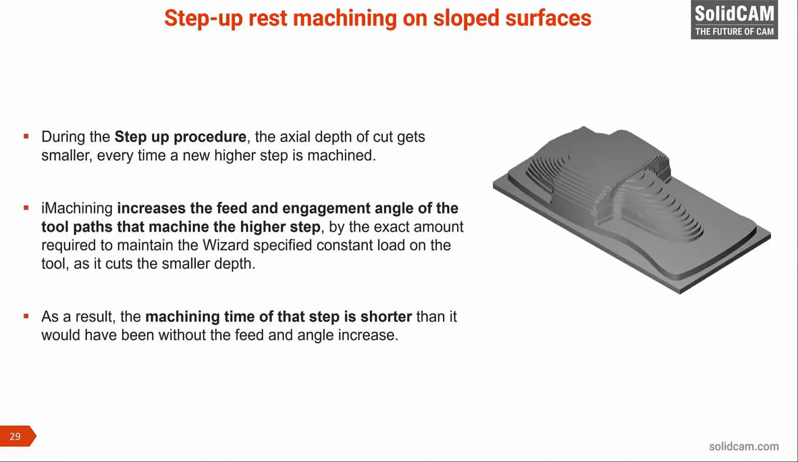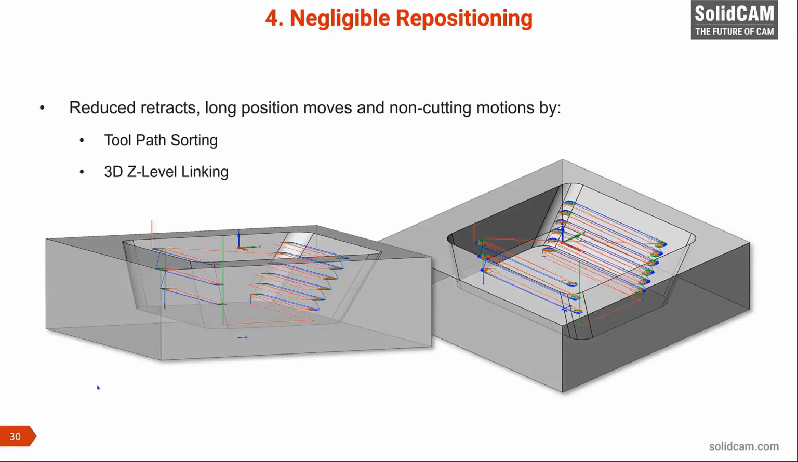We also check the updated stock against the holder and automatically adjust the toolpaths so that you can still machine most of the model with shorter tool extensions. iMachining 3D increases chip thickness and cutting angle for shallow step-up cuts to maintain constant force on the tool and spindle when the depth of cut decreases in the shallow staircases. As you will see in this next video, iMachining eliminates time-wasting back and forth repositioning moves.